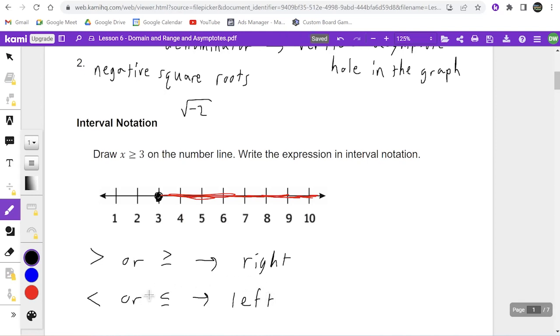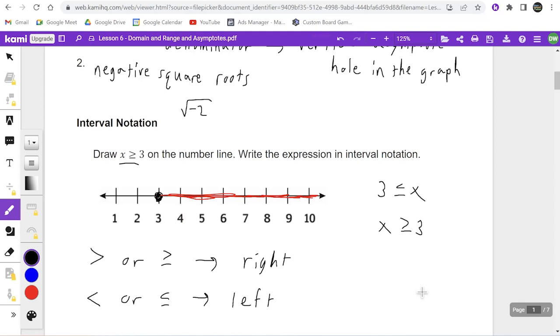Now keep in mind, this system only works if x is first or on the left side. In other words, if I had 3 is less than or equal to x, you would have to flip it around: x is greater than or equal to 3, okay? So we want the x to go first in order for this system to work consistently.